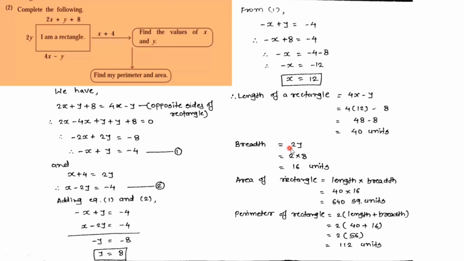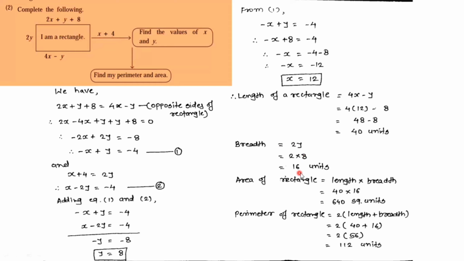Similarly, we can find the breadth of the rectangle. For the breadth of a rectangle, we have two expressions, 2y or x plus 4. We can take any of them. So breadth is equal to 2y. The value of y is 8, which we have just found.